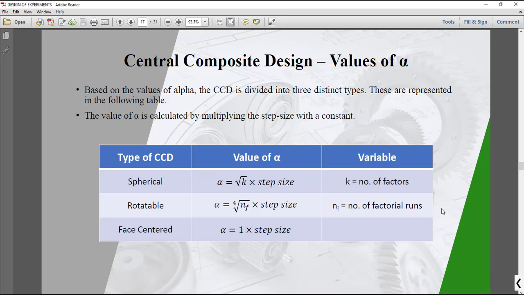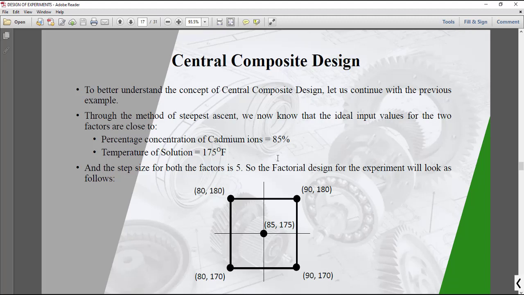Okay, now we can understand this central composite design with an example. The example which we have been studying from the previous 2 lectures, that same example we will continue. You are working in a factory which is manufacturing batteries. They are manufacturing nickel cadmium batteries. When manufacturing the nickel cadmium batteries, you did some experiments and you found out that the amount of charge stored inside the nickel cadmium battery is dependent on 2 main factors. What are the 2 factors? First is the percentage concentration of cadmium, and the second factor is the temperature of the solution, right?